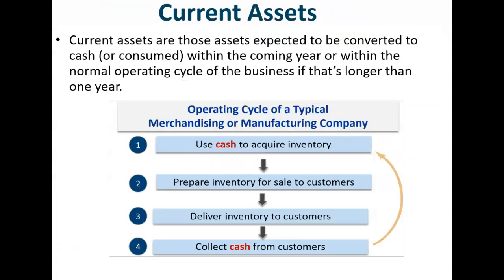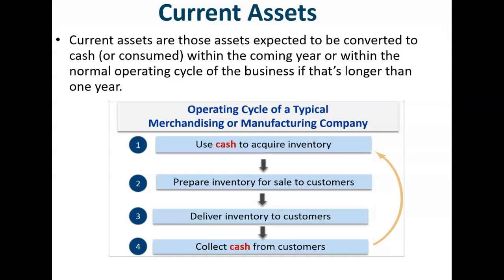Current assets include cash and other assets that are reasonably expected to be converted into cash or consumed or used within a one-year period of time from the balance sheet date, or within the normal operating cycle of the business if that's longer than 1 year.